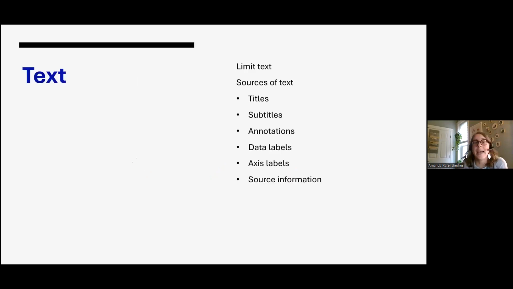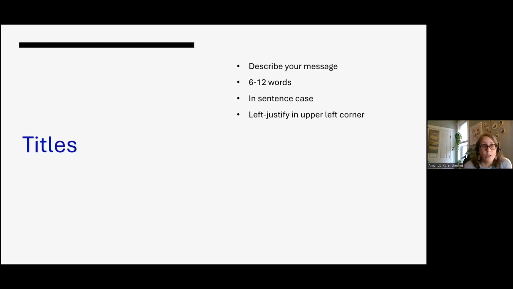So let's start with text. Overall, charts and graphs should not contain a lot of text. The text that you do use, which typically comes from these 6 sources, titles, subtitles, annotations, data labels, axes labels, and source information, should encapsulate your message and pack a punch. So you're probably not going to use all of these every time. But the one thing you should always have is a title.